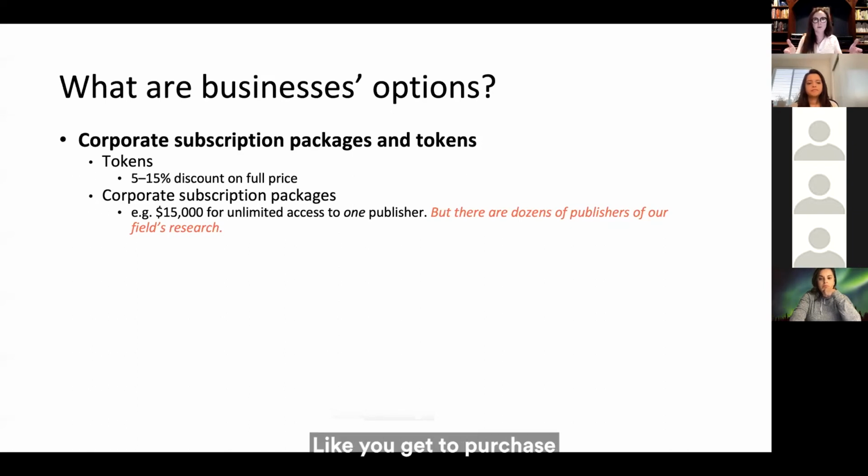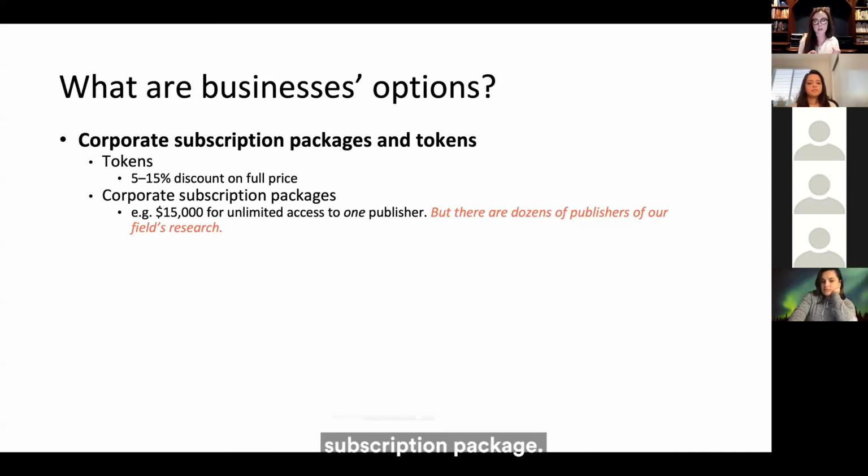You get to purchase a package of X number of tokens, like 100 tokens, for example, at a 5 to 15% discount off of full price, depending on how many you're buying, which is a lovely discount. But when you think about the fact that journal articles are still 50 to 60 bucks a pop, it's not that much off, but it does help. And you can purchase these packages in order to get individual PDFs. So one token, one journal article.